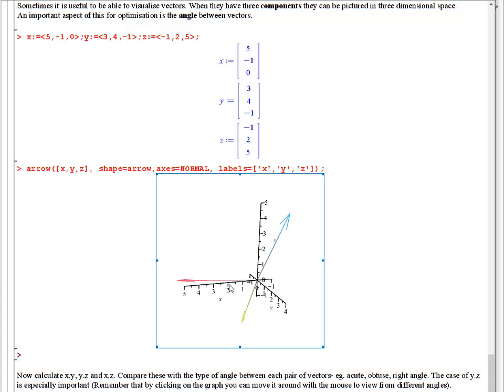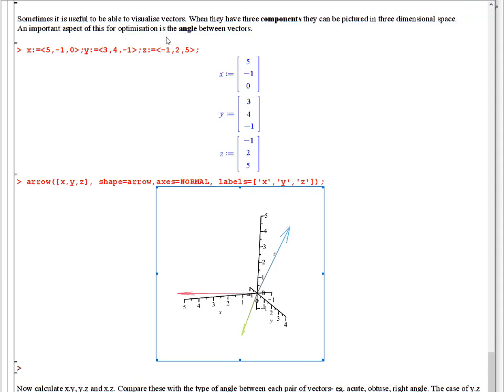Okay. The next important concept you can get from looking at this diagram is the angle between the vectors. But I'm going to go on and discuss that in the next video because this one's getting too long.